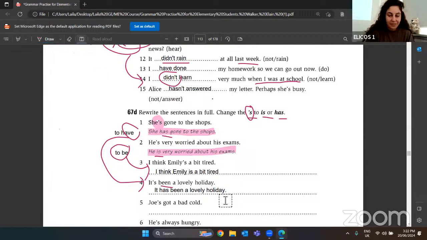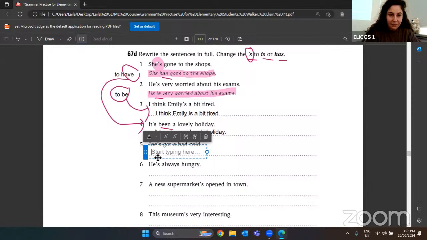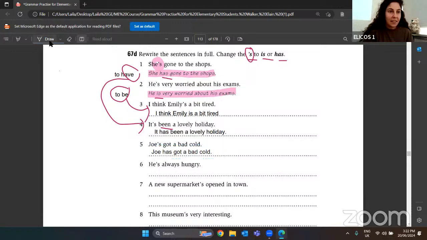Number 5. Joe's got a bad cold. Yeah, Joe has got a bad cold. So in our past lessons, you would see we looked at have got or has got. So we know the subject is Joe, which is he has got a bad cold.